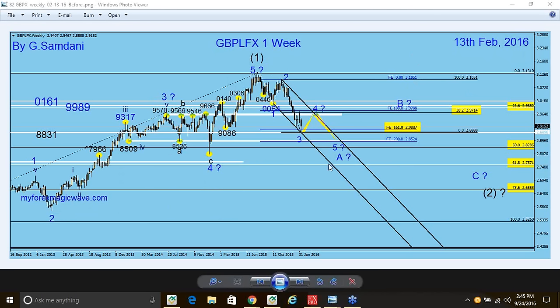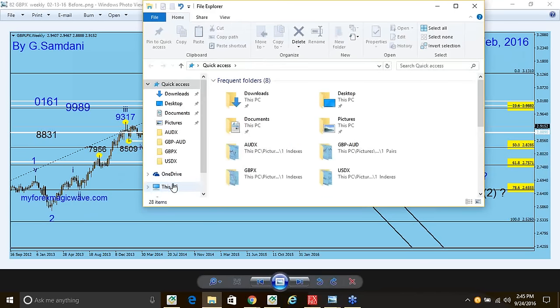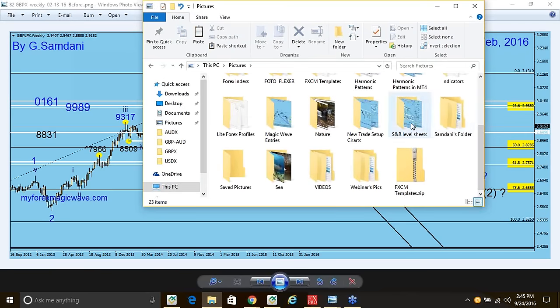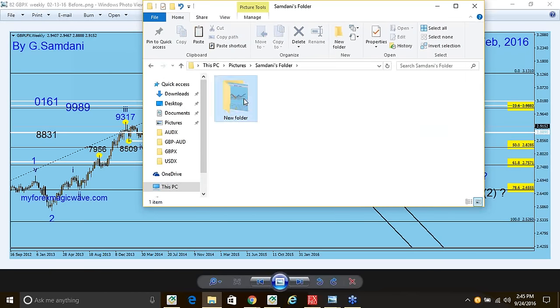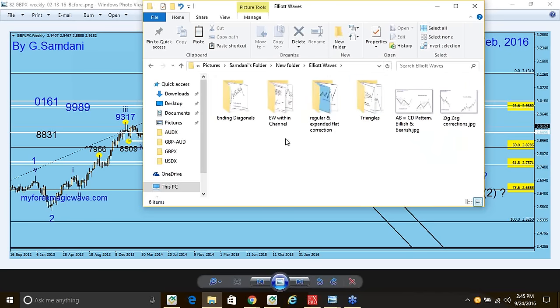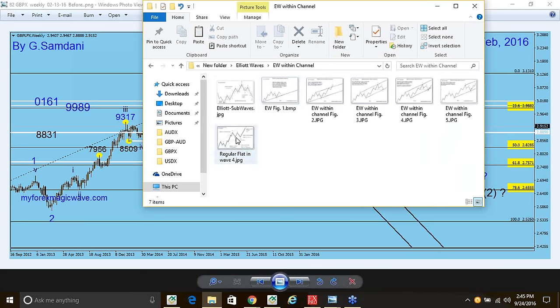And now you can see the correction that I was predicting, that it's going to come down in A, B, C fashion. And it did: A here, B here. Let me show you quickly how this thing works, so you will know exactly what I'm talking about. It's not just a fluke. It is based on Elliott wave study.